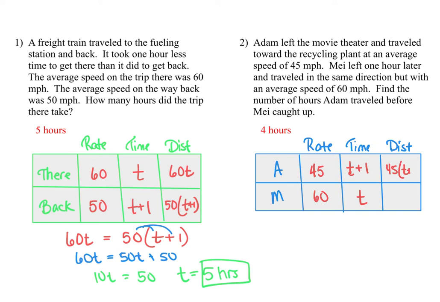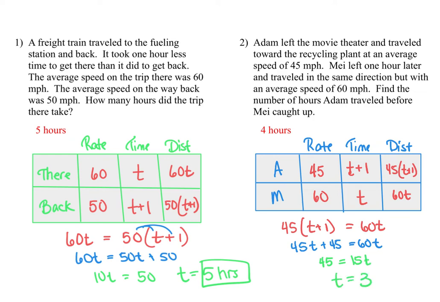And then to find my distance, I multiply across. 45 times (t plus 1), 60 times t. These distances are the same. They left at the same point. They ended at the same point. Their distances are the same, so we're going to set them equal to each other. 45(t plus 1) equals 60 times t. At this point, you're just solving algebraically. Distribute. All right. We're going to subtract our 45t over. I should probably write that 15t. All right, so t equals 3.